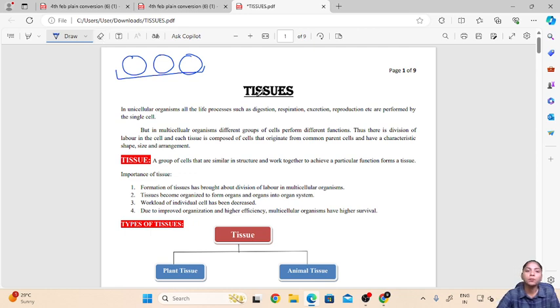more efficiently. Now in unicellular organisms, all the processes, that is digestion, respiration, excretion, reproduction, everything has to be done by only one cell. But in multicellular organisms, one group of cells will perform digestion, another group of cells will perform reproduction, another group of cells will perform excretion. So in this way there is a division of all the work or division of labor.